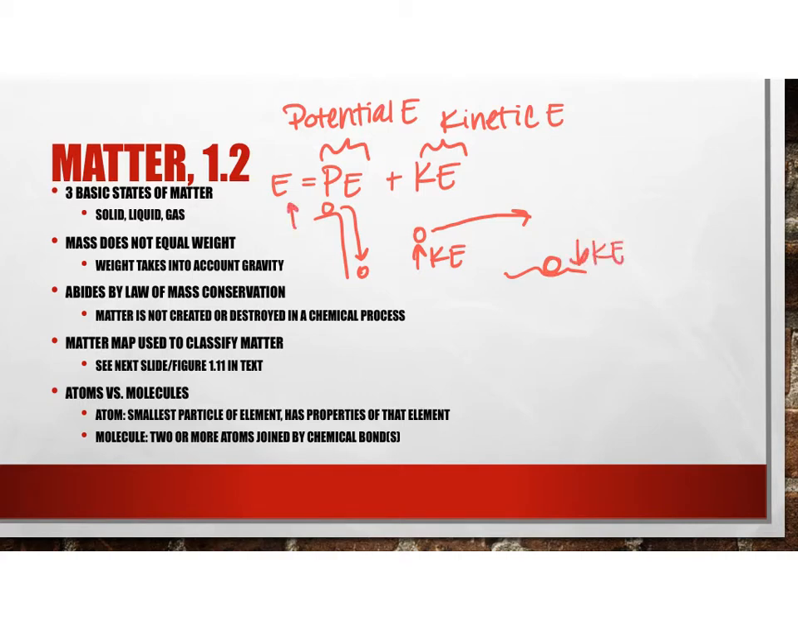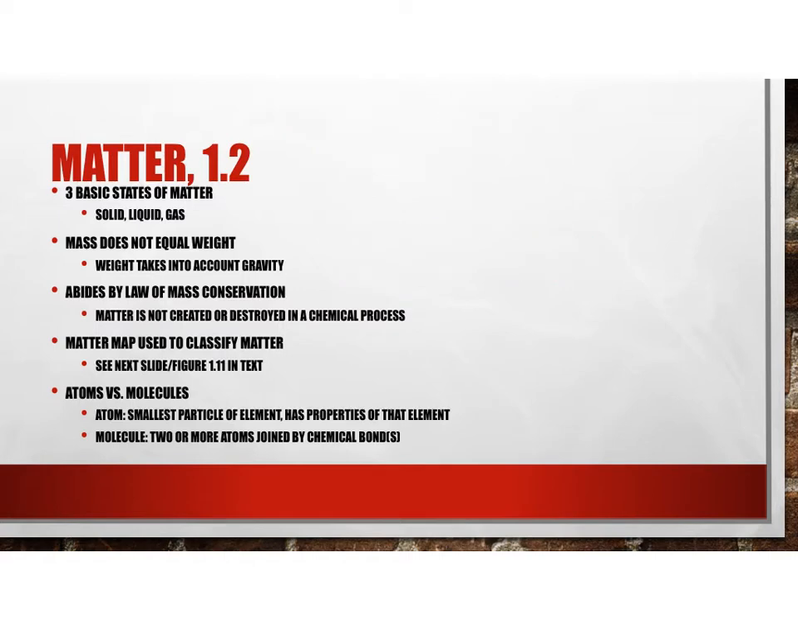Ball on top of the hill, high potential energy, low kinetic energy. Ball on the bottom of the hill, low potential energy, and at this point, when it hits the bottom, also low kinetic energy. Okay, so if I'm going to describe these 3 basic states of matter in terms of the potential and kinetic energy, I'm going to get rid of this drawing first. So here's my solid, here's my liquid, and here's my gas.